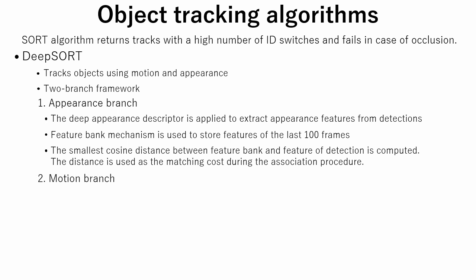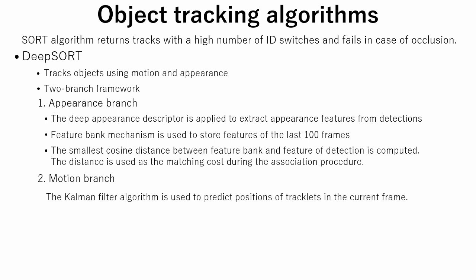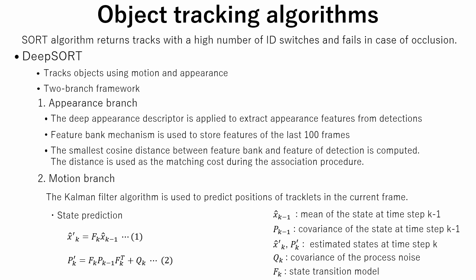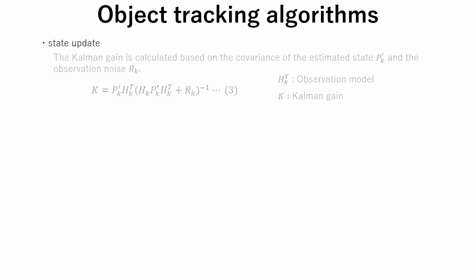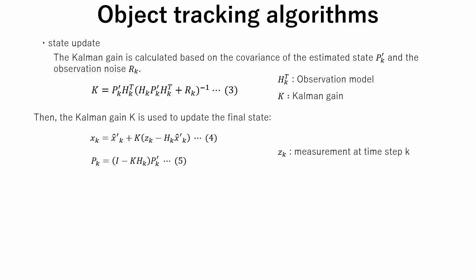In the motion branch, the Kalman filter algorithm is used to predict positions of tracklets in the current frame. It works by a 2-phase process, state prediction and state update. In the state prediction step, it predicts the current state using formulas 1 and 2. In the state update step, the Kalman gain is calculated based on covariance of estimated state pk' and observation noise Rk. Then, the Kalman gain k is used to update the final state, which is represented by formulas 4 and 5.